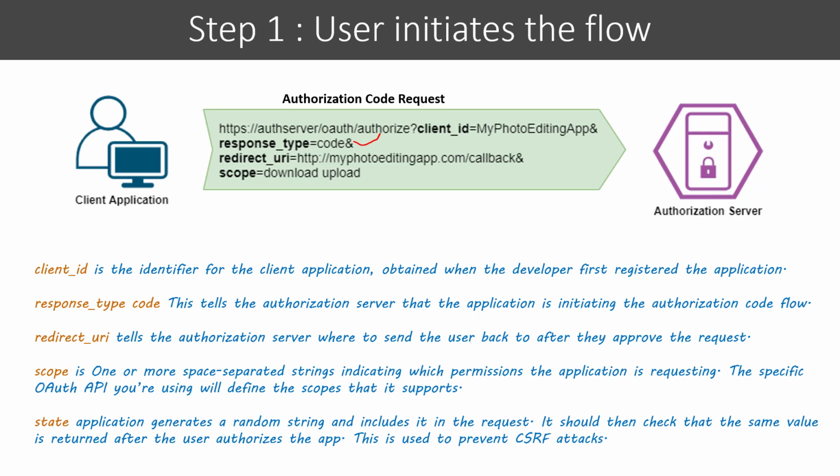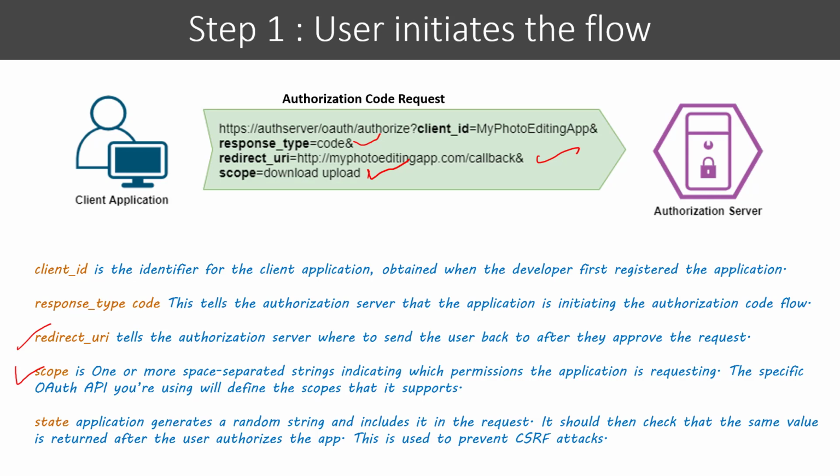The next parameter is redirect URI. This tells the authorization server where to send the user back to after they approve the request. Next parameter is scope. Scope is one or more space-separated strings indicating which permission the application is requesting. The specific OAuth2 API you are using will define the scope that it supports.